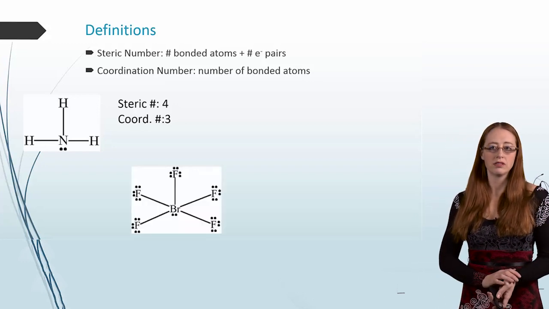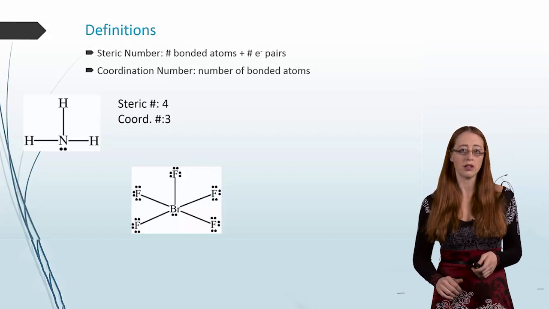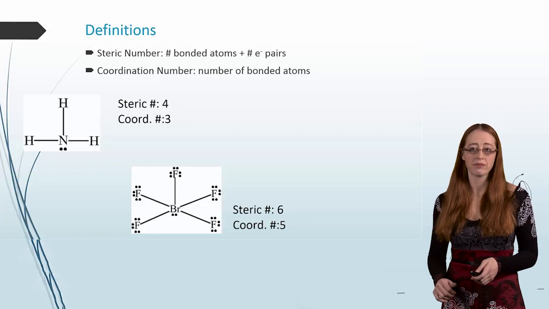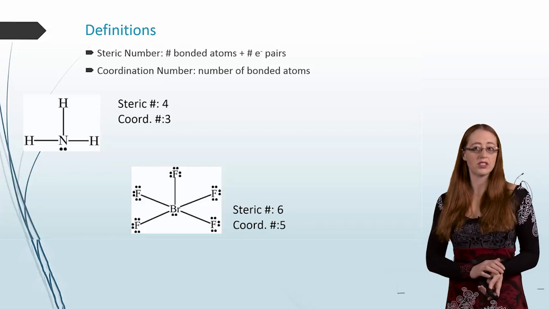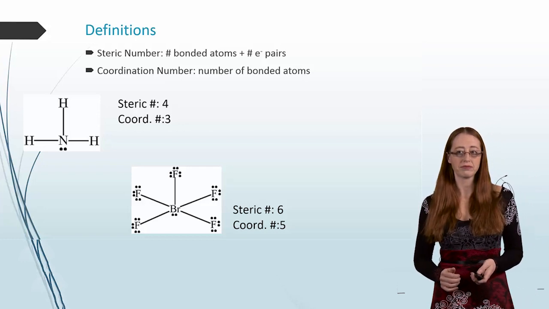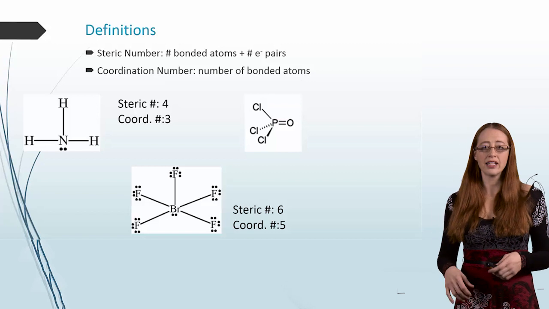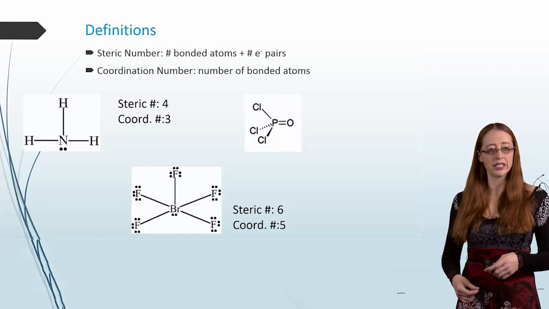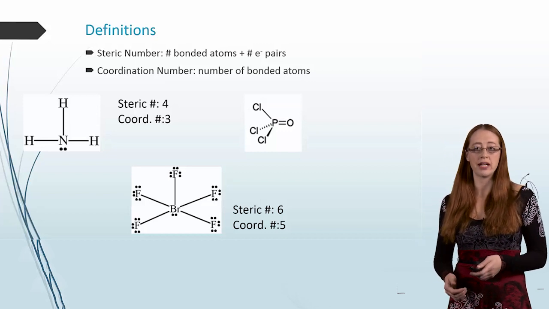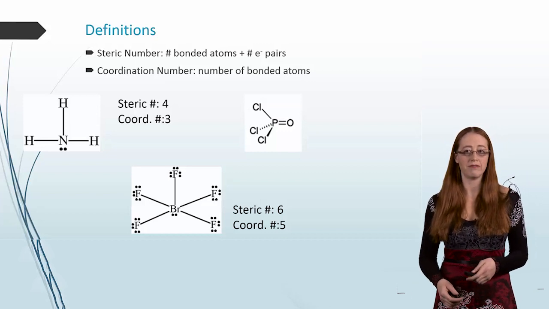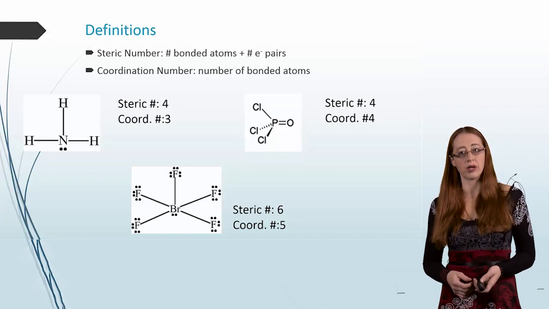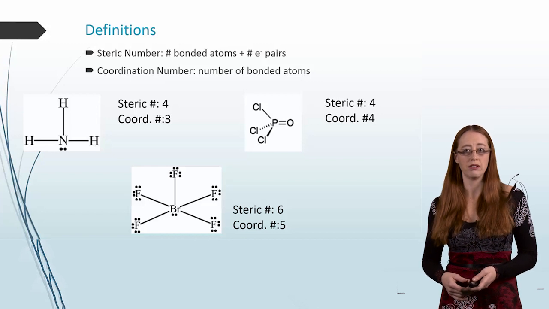Next one. We have bromine with 5 fluorines. So we have 5 bonded atoms, we have 1 lone pair, which leaves us with a steric number of 6, or a coordination number of 5. Now lastly, I have one that has a double bond in there, just to kind of reiterate that double bonds are treated the same as single bonds. So here we have 4 bonded atoms. Even though we have 5 bonds, we just have 4 bonded atoms and no lone pairs. And so that gives us a steric number of 4 with a coordination number of 4 as well.